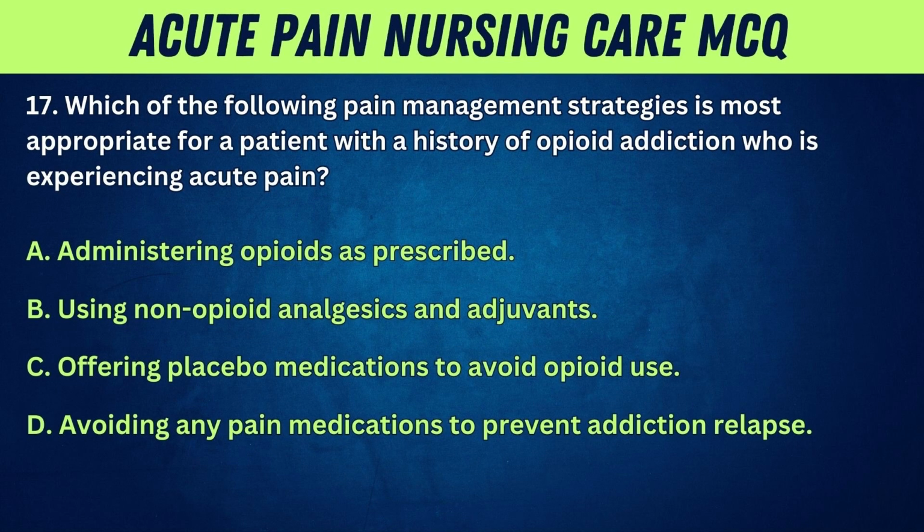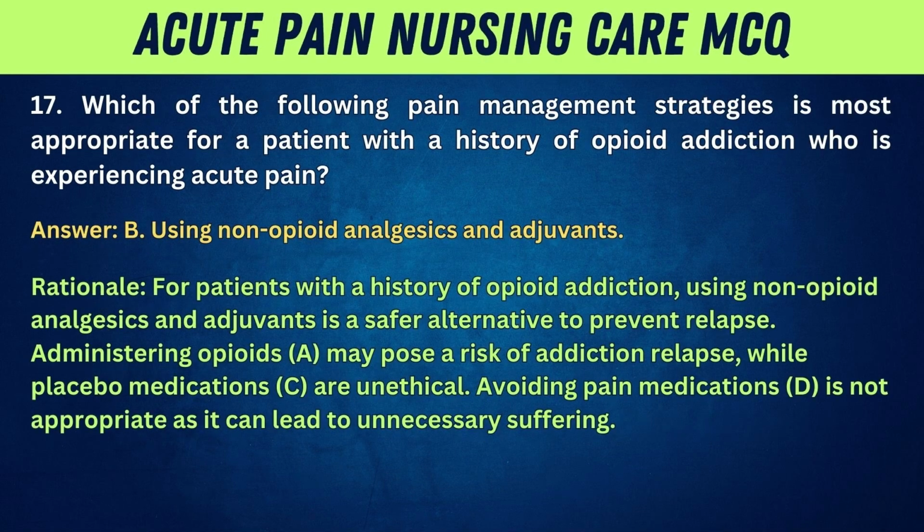17. Which of the following pain management strategies is most appropriate for a patient with a history of opioid addiction who is experiencing acute pain? A. Administering opioids as prescribed. B. Using non-opioid analgesics and adjuvants. C. Offering placebo medications to avoid opioid use. D. Avoiding any pain medications to prevent addiction relapse. Answer. B. Using non-opioid analgesics and adjuvants.